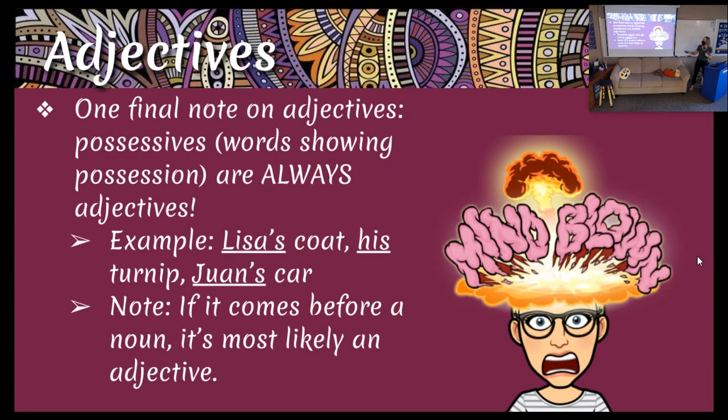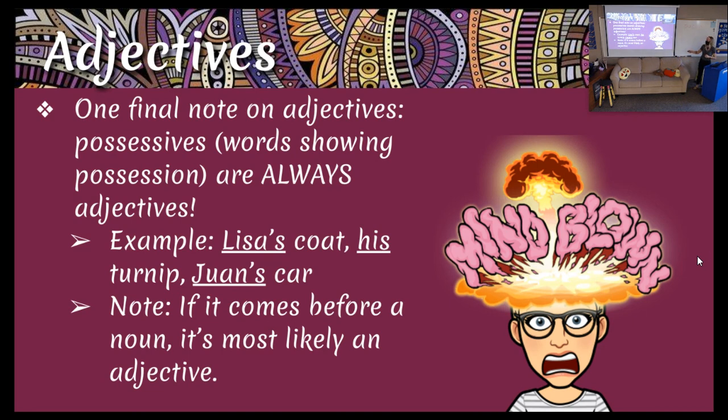Okay. One final note on adjectives. Possessives, words that show ownership that have that apostrophe S at the end of them, are always adjectives. Possessives are always adjectives. This is one of those that you just have to know. Possessives are always what? Possessives are always adjectives.